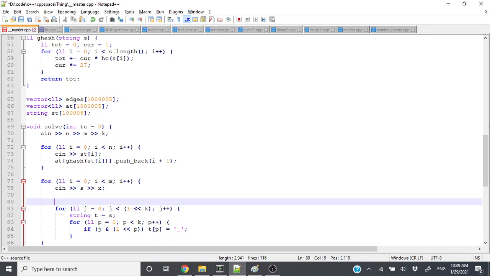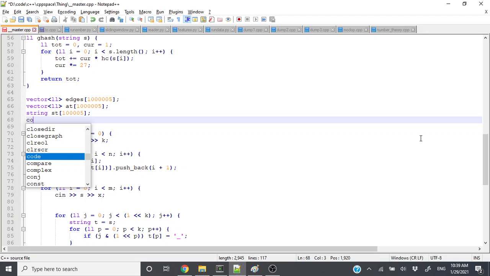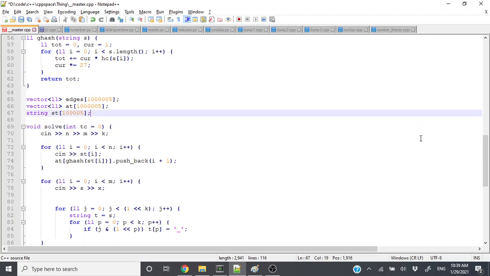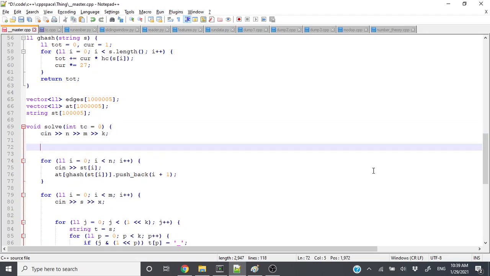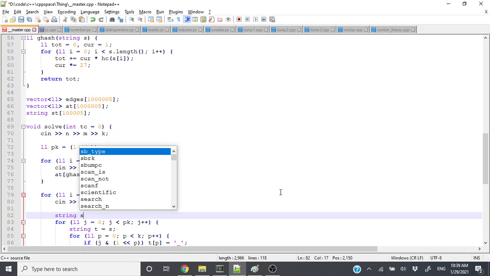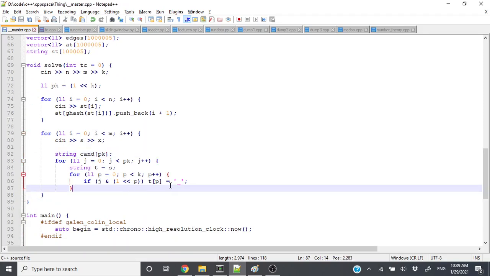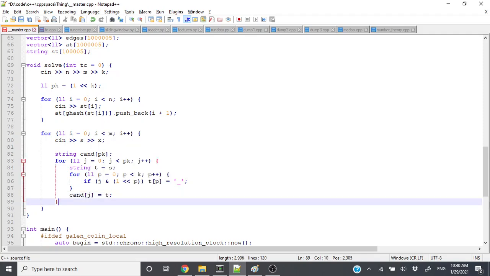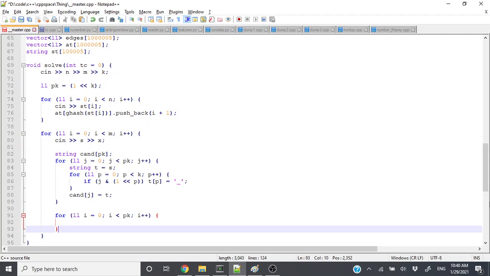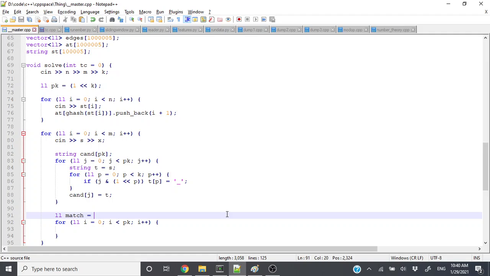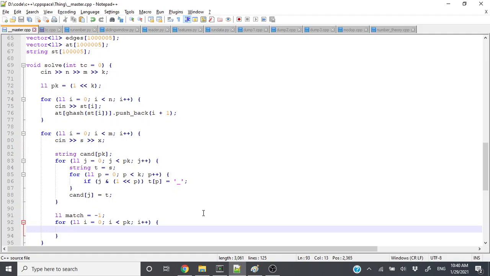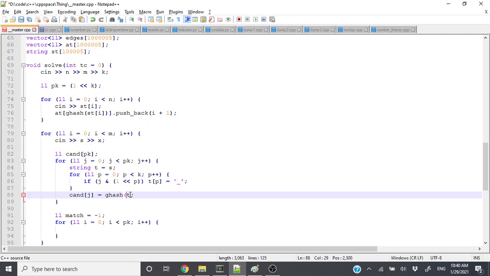Actually, wait. So we're going to generate all the strings. Then canned j is equal to t. So then, actually, do we care about the strings? I guess we only really care about the hashes. So g hash t.